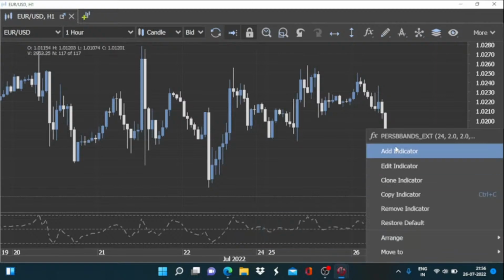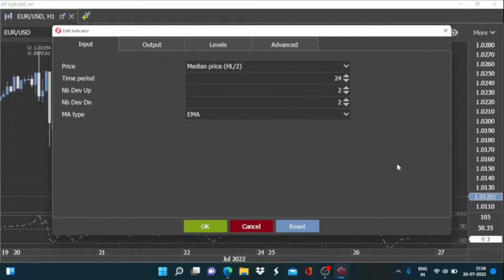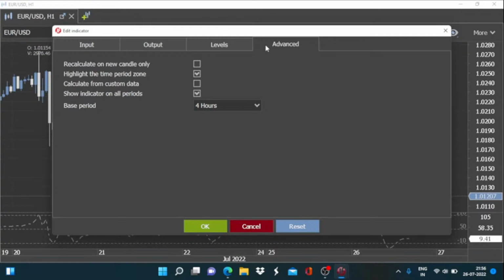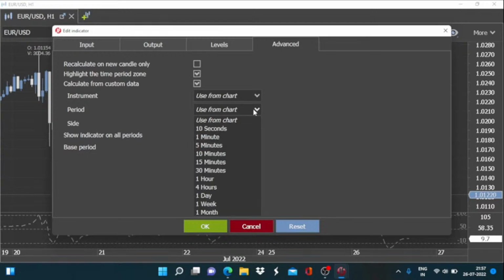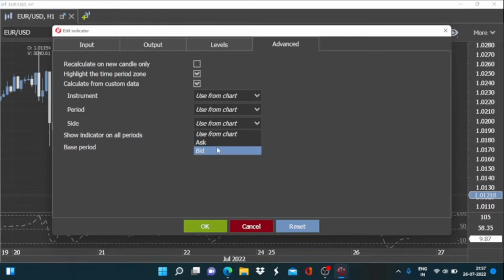So it will become quite evident what is the calculation period under consideration whenever you have this plotting on your chart. If you want the calculation to be done on custom data, then you can opt for these options provided here while customizing the indicator. So you can opt for the instrument from the chart, or you can keep it fixed to the EUR/USD. You can do a similar thing for the candle period. You can opt to use it from the chart, or anything from 10 seconds to 1 month can be used as the chart's time frame. The spread side, whether you want to use the ask or the bid as the side for calculation of the indicator, you can do that as well.